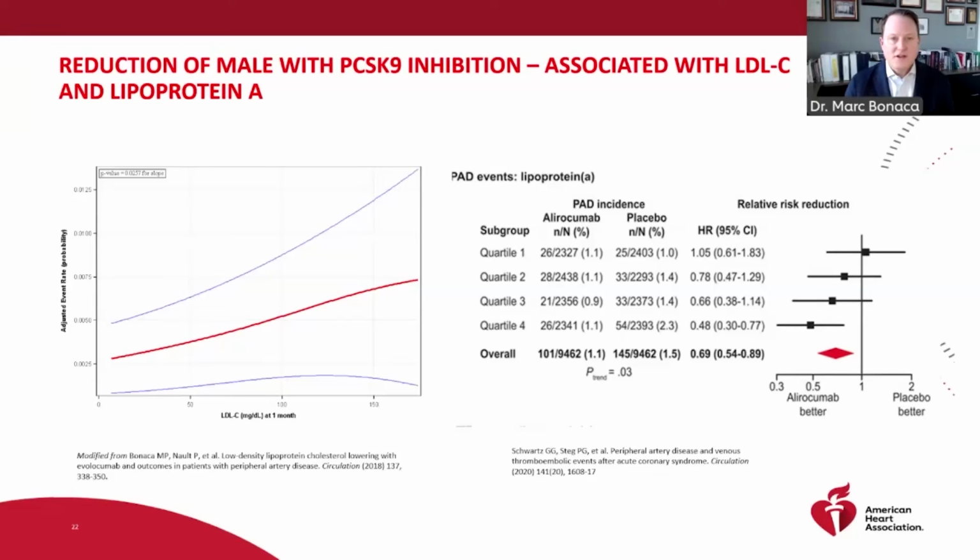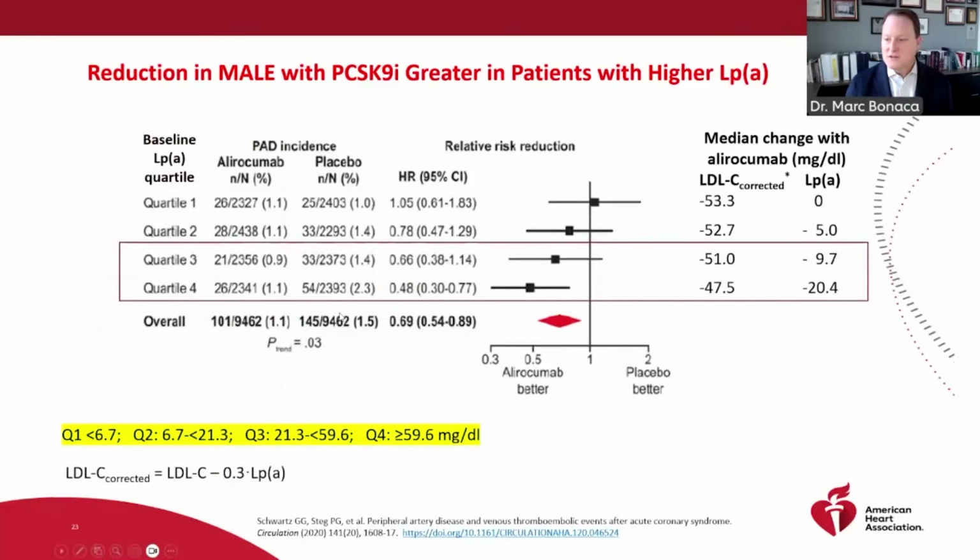On the left, you can see that there was a clear relationship between the LDL lowering, or the LDL achieved at 1 month in the trial, and Fourier in major adverse limb events, a linear relationship that extended down to an LDL less than 10 milligrams per deciliter. But on the right side of the slide, you can also see data from Odyssey, which it appears that patients who had a higher Lp(a) derived even greater benefit. So maybe not just LDL lowering.